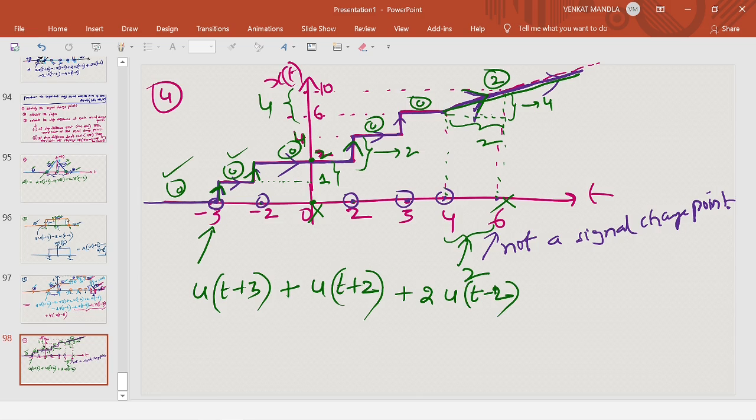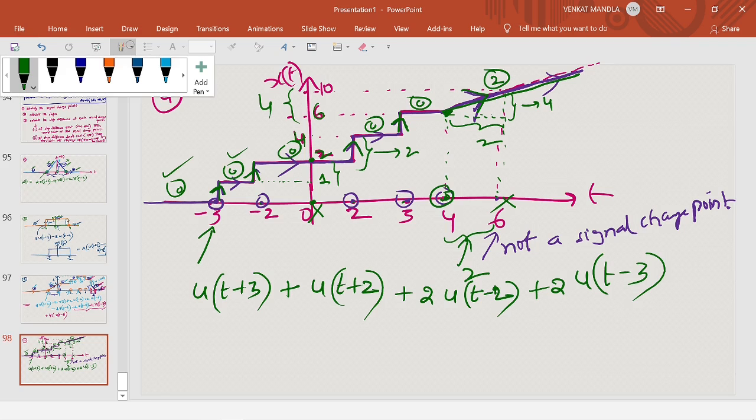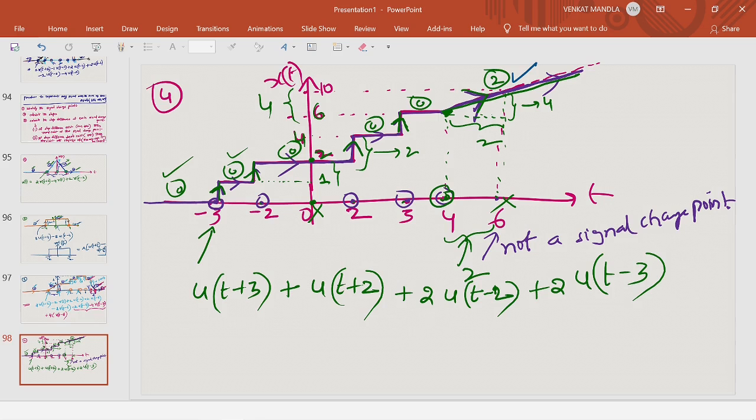Okay, next, t equal to 3, again step, this is increasing step. How many steps? 4 to 6, so this is 6, 4 to 6 is 2 units, u of t minus 3, t equal to 3. After t equal to 3, t equal to 4, t equal to 4 is also a signal change point, but at t equal to 4, what is the slope difference? Final slope is 2, initial slope is 0, so the slope difference is 2 minus 0, 2.